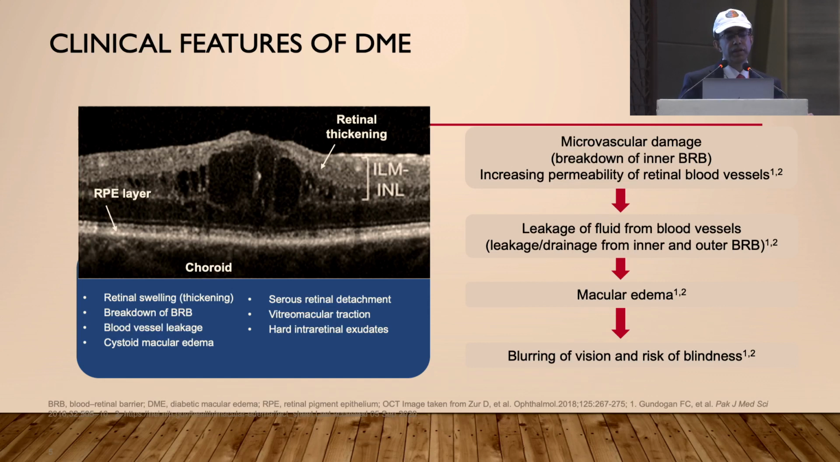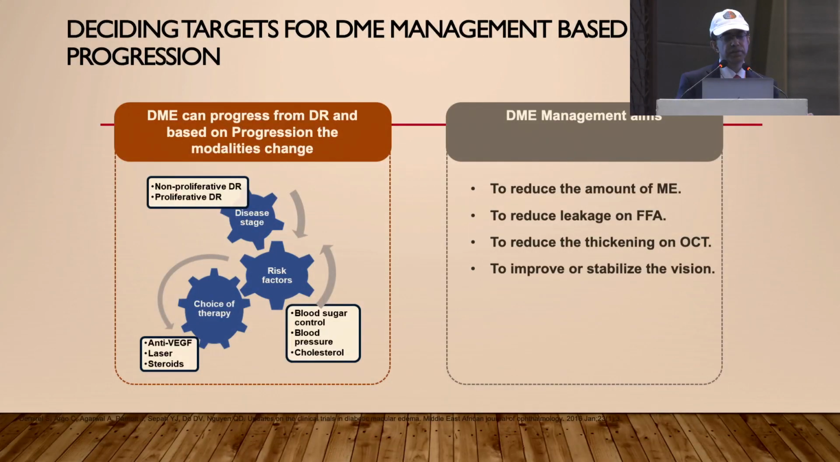We all know that there is microvascular damage due to breakdown of the inner blood retinal barrier, which causes leakage of fluid from the blood vessels and macular edema, and hence the importance of VEGF and using anti-VEGF agents for these. So what are the deciding targets for DME management based on disease progression?